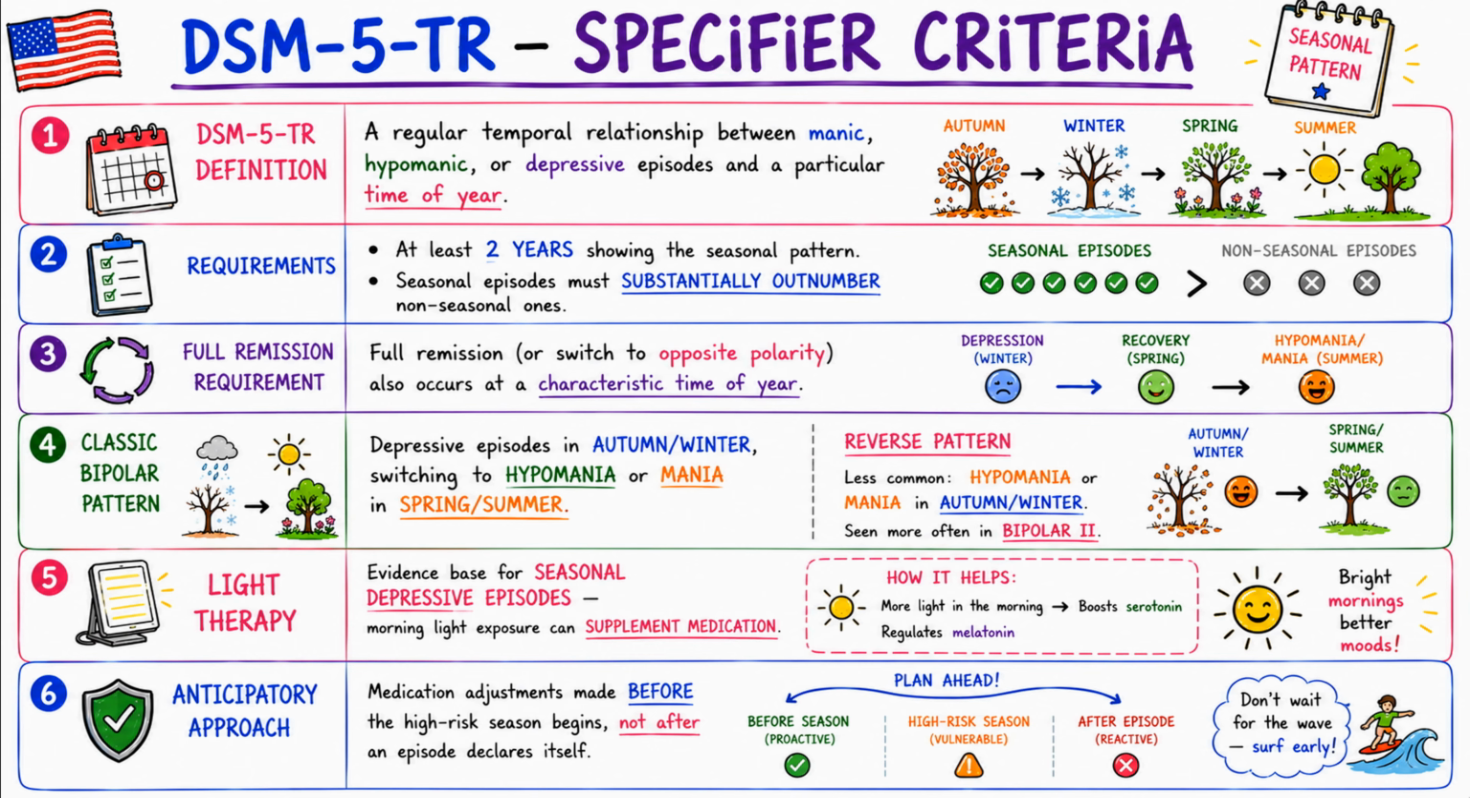2 treatment implications worth knowing. Light therapy, specifically morning bright light exposure, has a genuine evidence base for seasonal depressive episodes and can be used alongside medication. And the principle of anticipatory management. You adjust the treatment plan before the vulnerable season arrives, not after the patient has relapsed. If you know October is dangerous for this patient, you don't wait until November to change the dose.